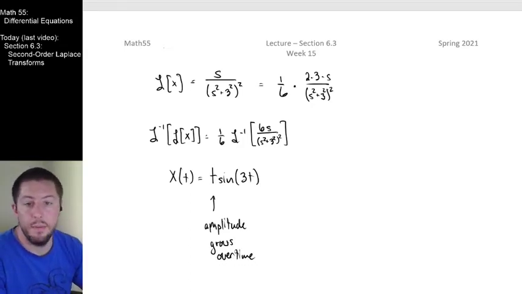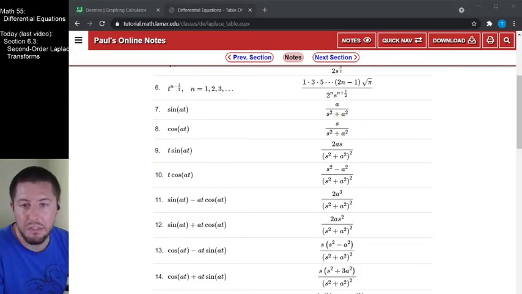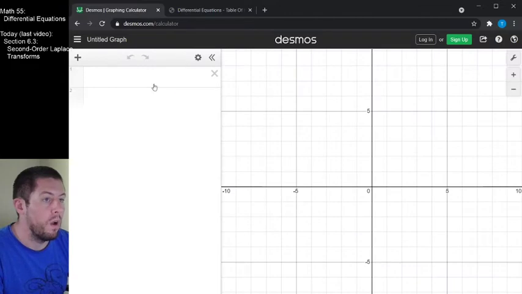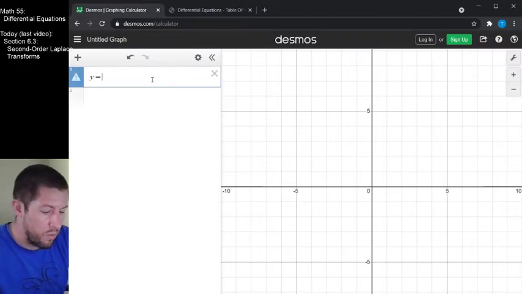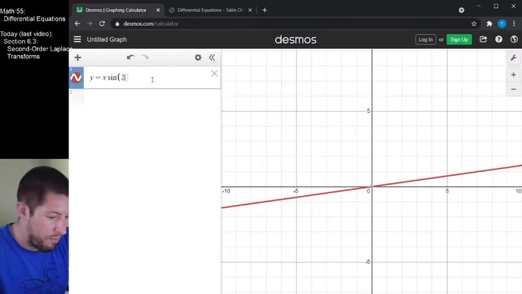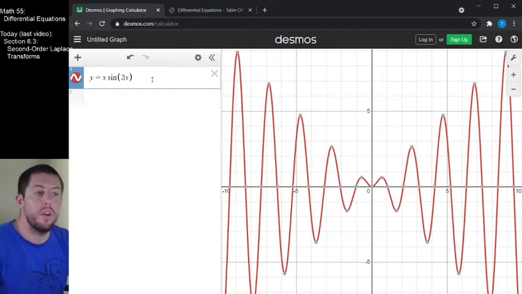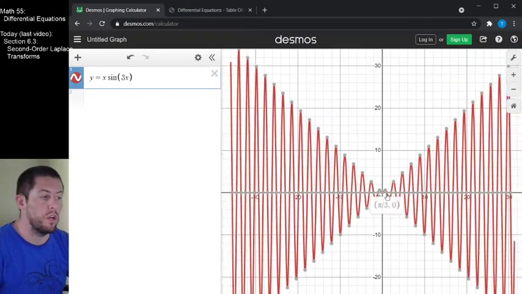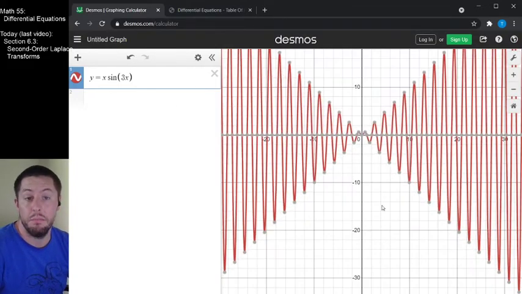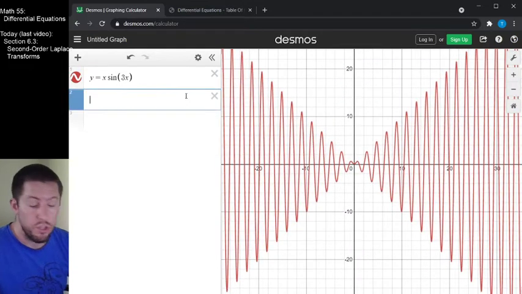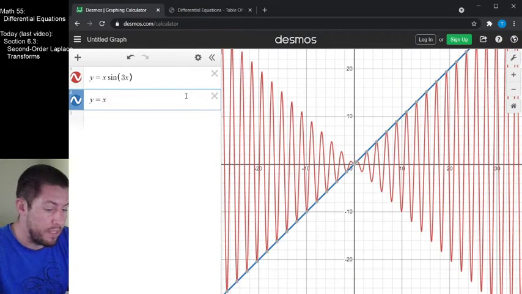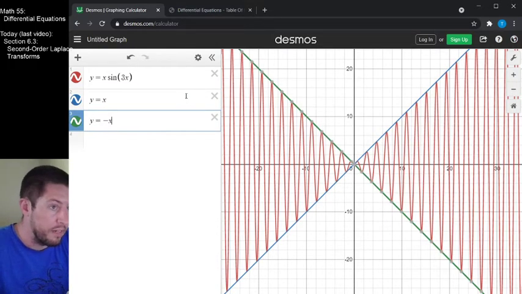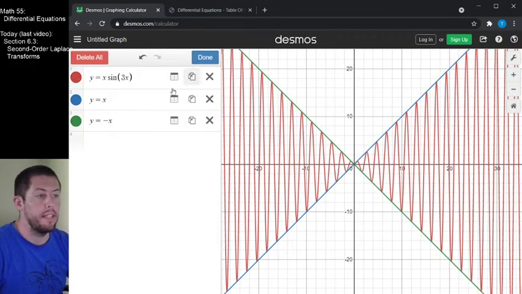So let's go ahead and pop over to Desmos for our last graph of the semester here. I'm going to graph y equals x sine of 3x. And what you can see is that this is going to grow in amplitude over time until the system breaks, right? You should notice that this is just following the lines of y equals x and y equals negative x. Those are the two lines that it is following.